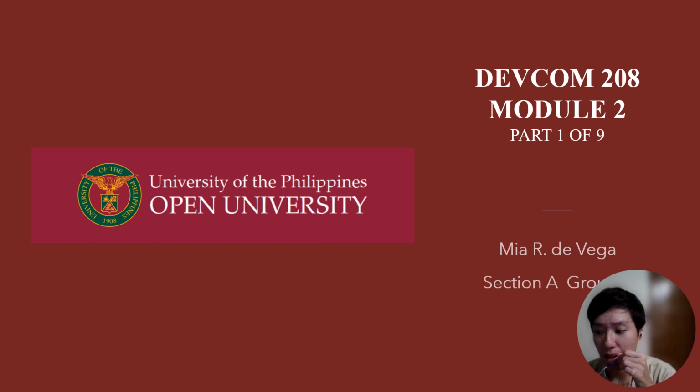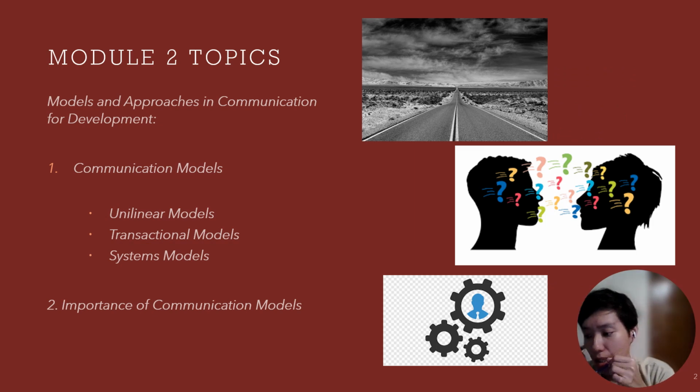Today's topics are models and approaches in communication for development, and I will be tackling communication models specifically with the three groups of models, which are unilinear models, transactional models, and systems models. I will also be briefly discussing the importance of talking about these communication models.